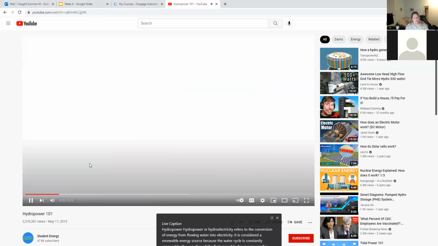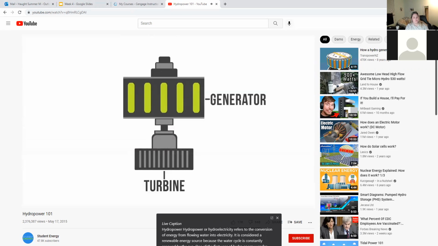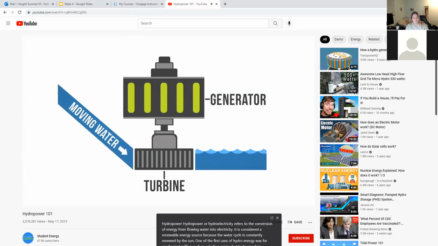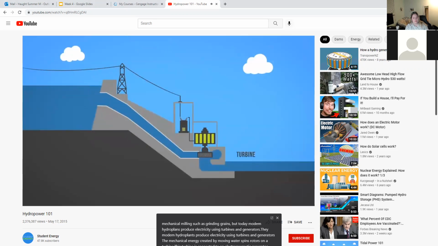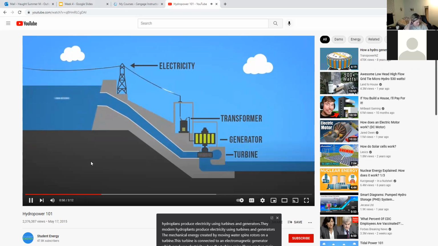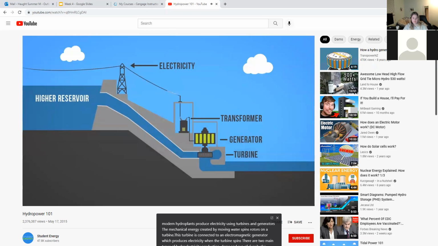Modern hydro plants produce electricity using turbines and generators. Mechanical energy created by moving water spins rotors on a turbine. This turbine is connected to an electromagnetic generator, which produces electricity when the turbine spins. There are 2 main types of hydroelectricity production: dams and run-of-river. Hydro dams utilize the potential energy from dammed water to produce electricity. A dam is a large barrier constructed to raise the level of water and control its flow. The elevation created by the dam creates gravitational force for turning the turbine when water is released.